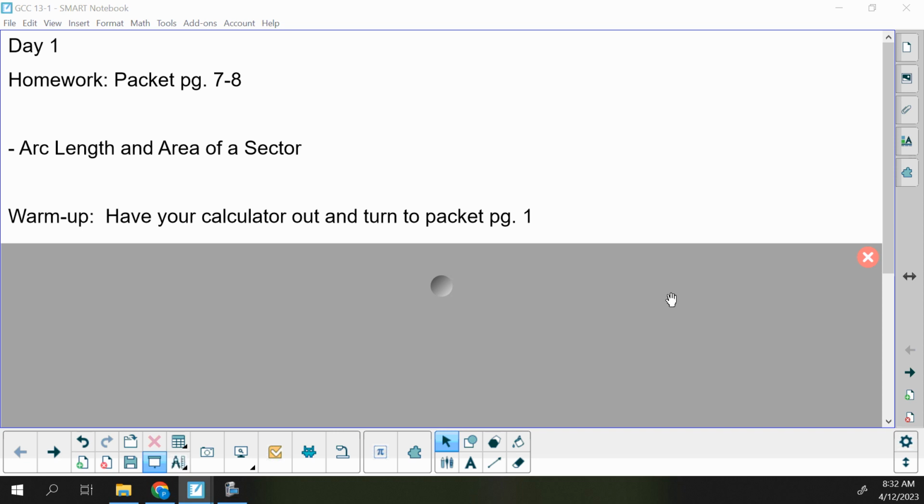We are going to need calculators today, and we'll start out on page 1. So we'll give you 30 seconds to have those two things out, calculators out and packet page 1 out.